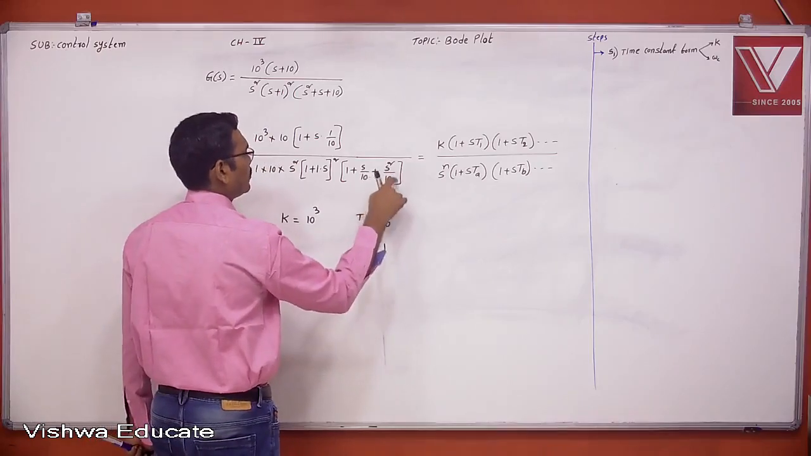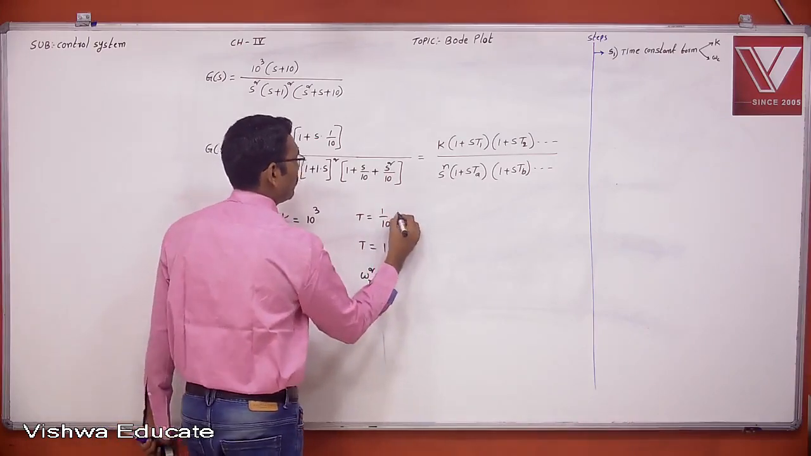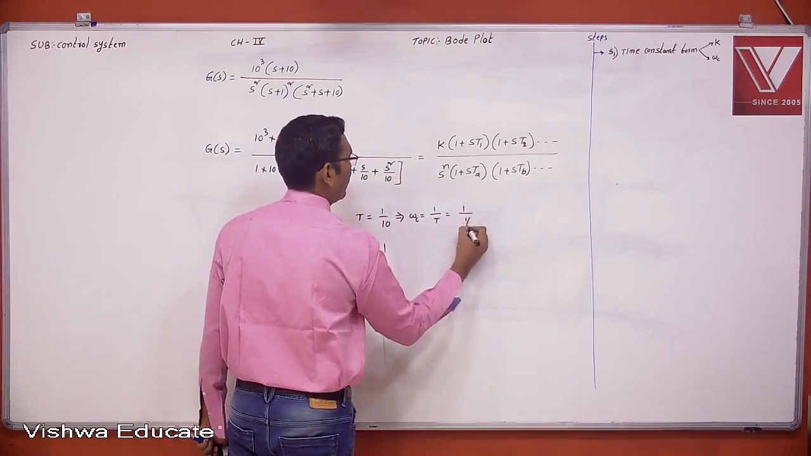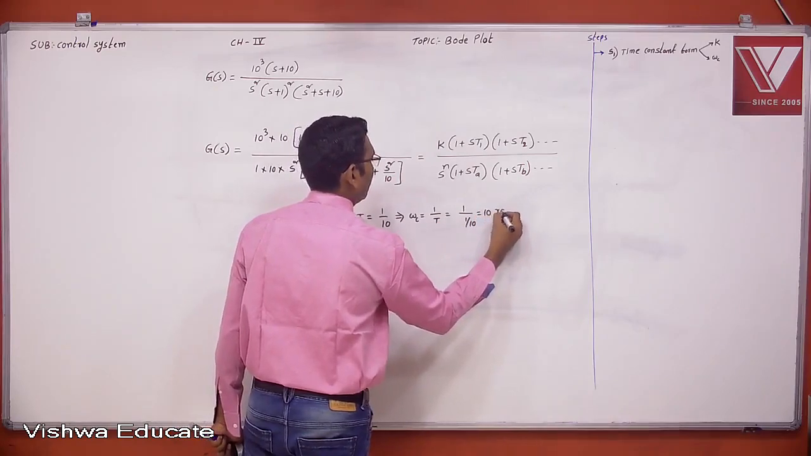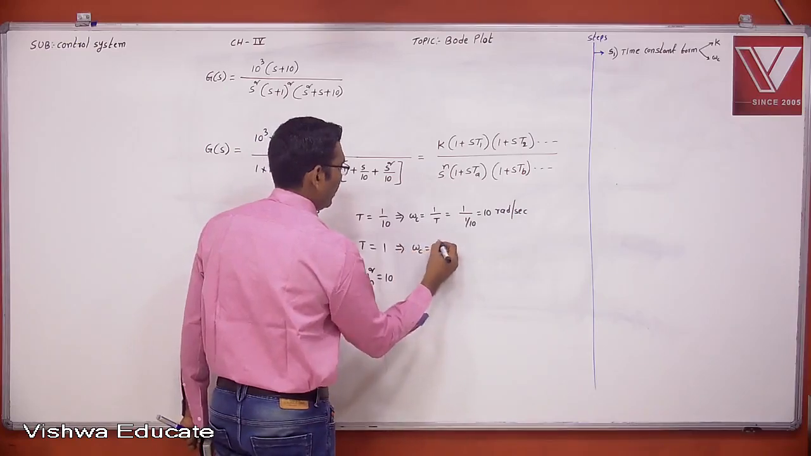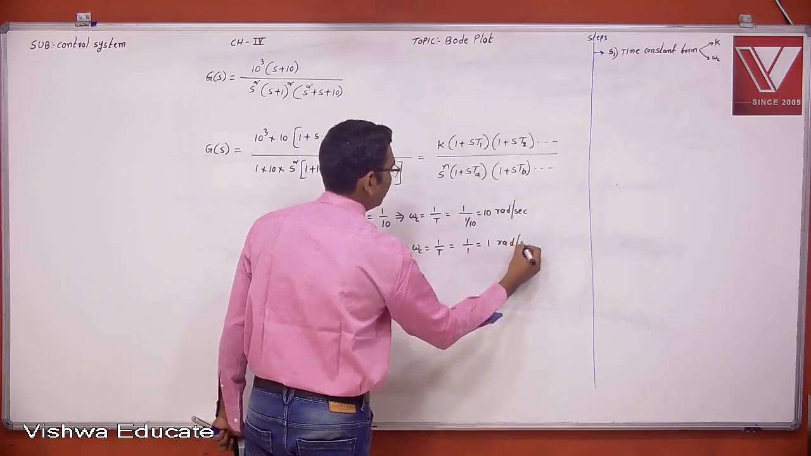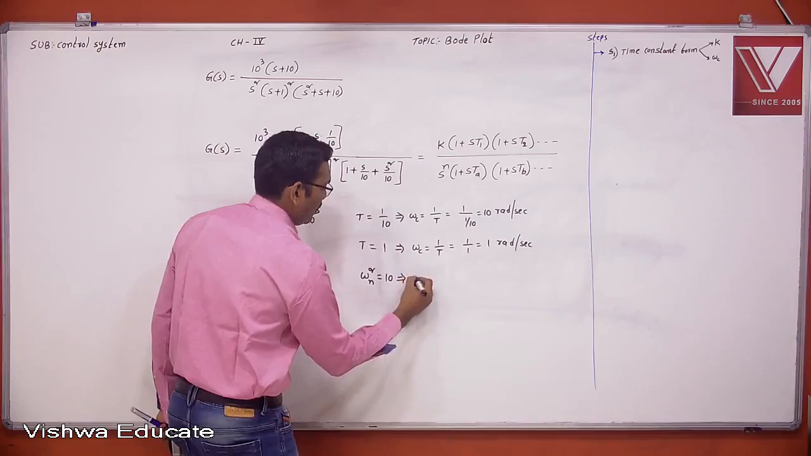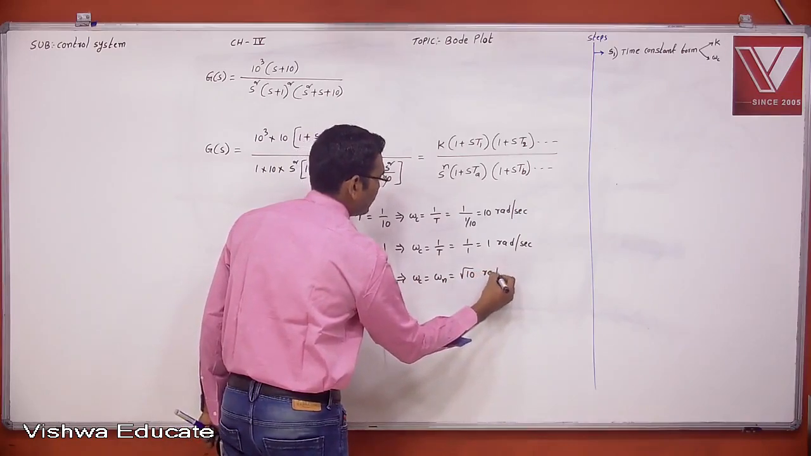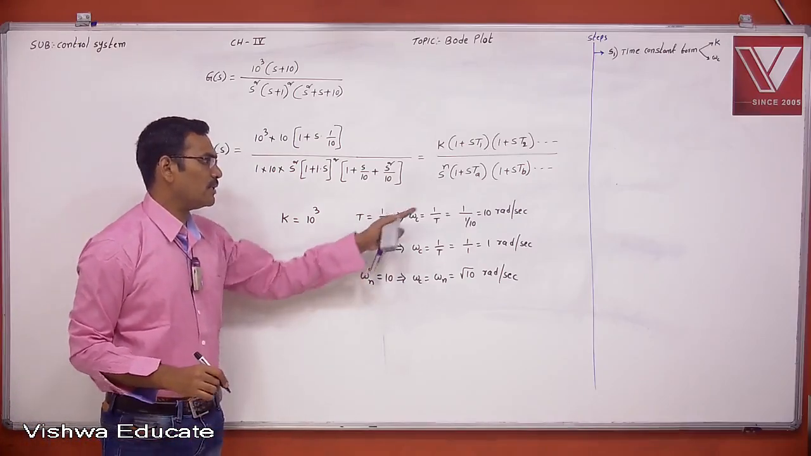Now this is omega n square. I am giving one shortcut method. Omega n square is equal to 10. The corner frequency and time constant are inversely proportional, so 1 by 1 by 10 is equal to 10 radians per second. 1 by T, which is 1 by 1, is equal to 1 radians per second. And the corner frequency omega n is equal to root 10 radians per second.